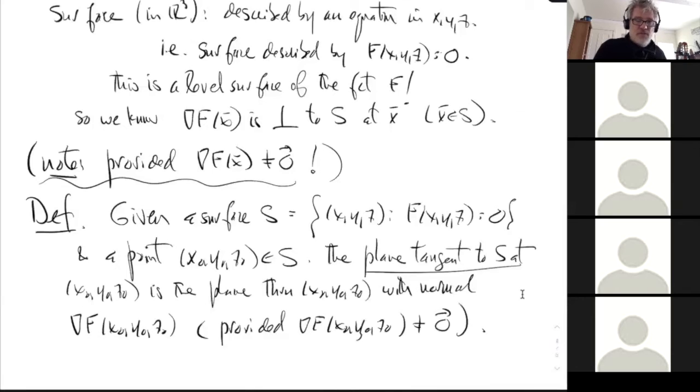Okay, so that's how we define the tangent plane, which intuitively should be natural. Okay, so let's do an example. And this is very powerful, right? Because you can have some very, very complicated surfaces, but it's pretty easy to compute the tangent plane.